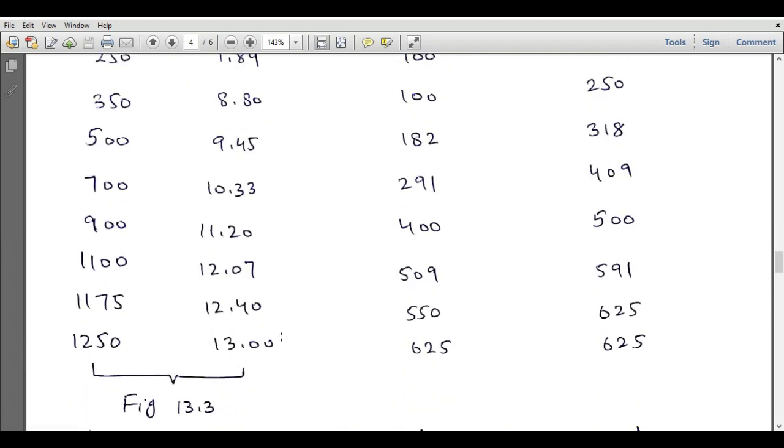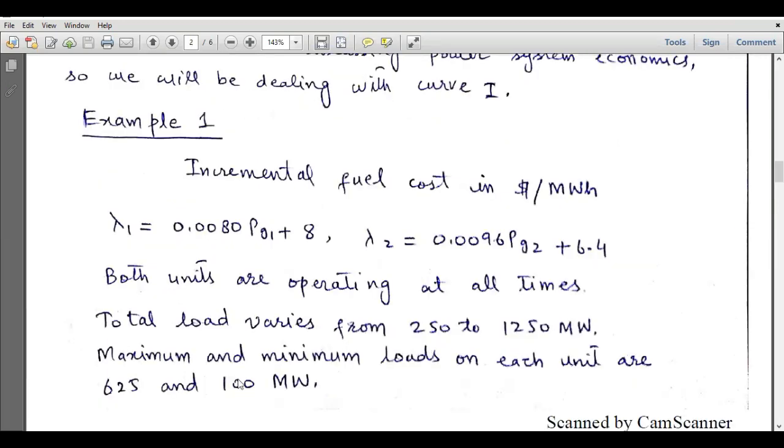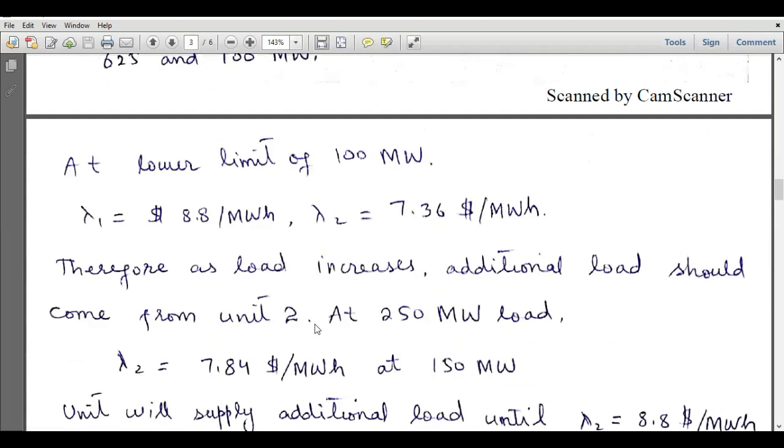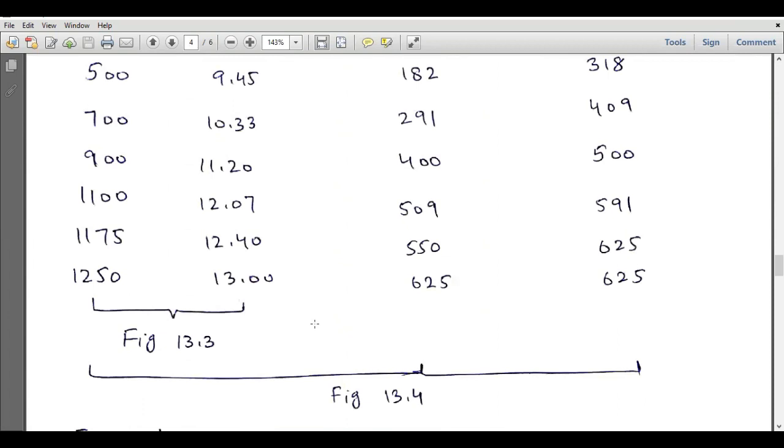Up to 1250 megawatt, we have 625 and 625 because this is a constraint which has been defined in the problem statement. So 625 is the maximum load which must be applied on each unit. We cannot apply more than 625 megawatt at any generator. And at 1175 load, this is lambda, this is 550 megawatt on generator 1 and this is generator 2. Since the incremental fuel cost of the first generator is high, you can see for all these values, the load applied to the first generator is slightly smaller than that applied to the second generator.